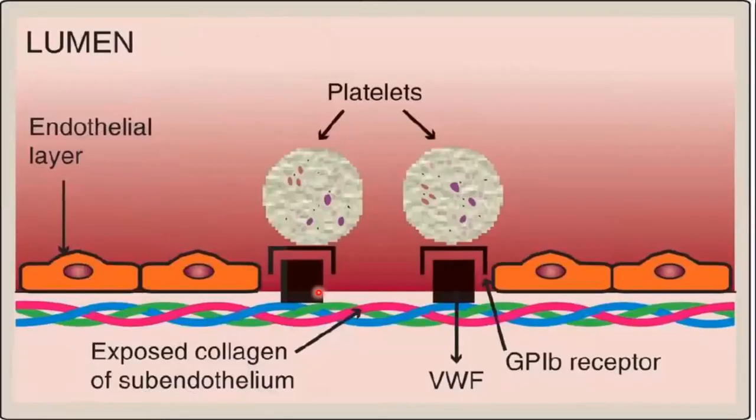Now, here we are, you can see this is the subendothelial collagen. So, von Willebrand factor will bind to the collagen, then platelets will bind to von Willebrand factor via the glycoprotein 1B, please note that. So, if you have a defect in this receptor, it will result in the Bernard-Soulier syndrome. But if you have a deficiency of von Willebrand factor, it will result in the von Willebrand disease. And remember also, von Willebrand factor binds to and stabilizes factor 8 in circulation.